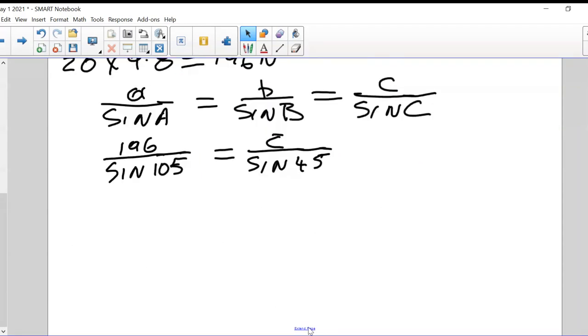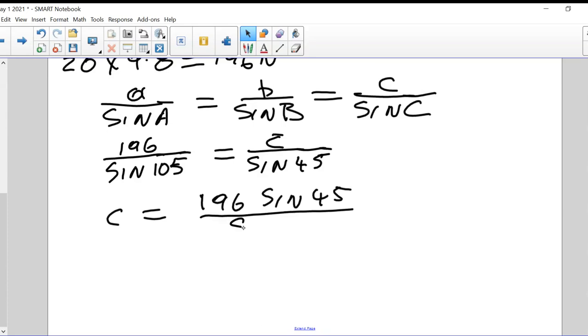So this is how we're going to find our T1. We're going to do exactly what we've just done. If you remember, we're going to cross multiply. So C is going to be 196 times the sine of 45 divided by the sine of 105.